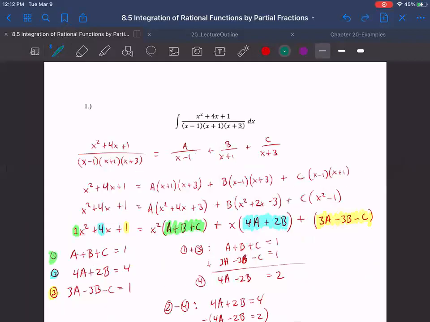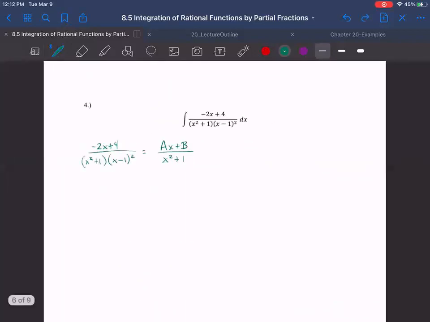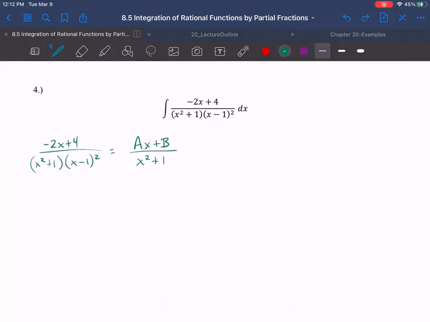So come back over here, wherever it is. So that's AX plus B. Then we have the x minus 1 squared. So we have to do a C over x minus 1, and then a D over x minus 1 squared. Okay?